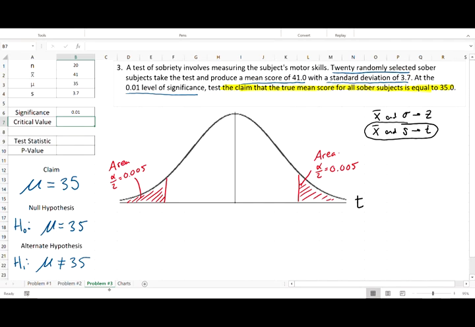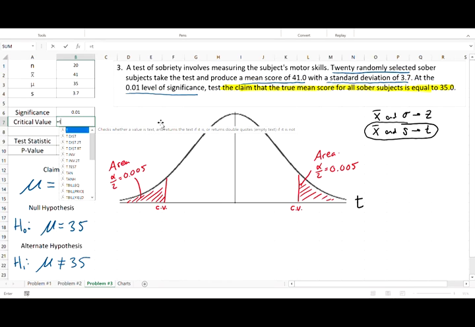Okay, so we need these critical values, and we just need to find one because they're going to be the same number. If we find the negative one, we just use that same number but positive. So for this critical value here on the left, we know the area to the left of that is half of alpha, so that's 0.005.